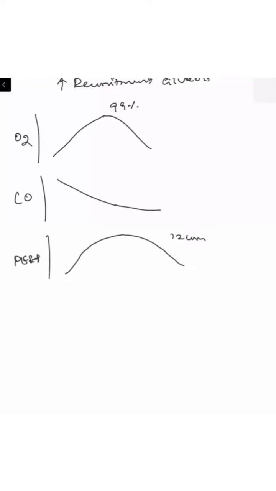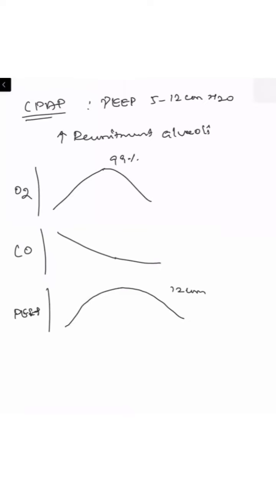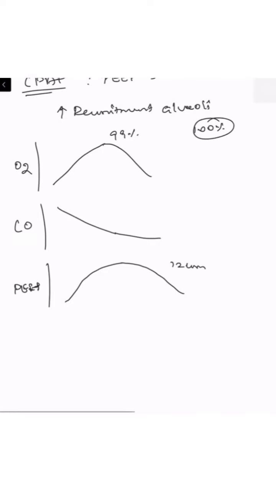Why? Because I have explained that CPAP is activating the excessive collapsed alveoli. By increasing the recruitment, it increases the oxygenation. But it's only up to some extent. When all the alveoli are recruited, there are no more alveoli left to be recruited. So you cannot increase the alveolar capacity beyond the available alveoli in the normal lung. With the help of PEEP, you can recruit almost 100% of alveoli, but you cannot recruit more than 100%. So if you increase the PEEP beyond 12 centimeter, it will create excessive pressure in the lung.